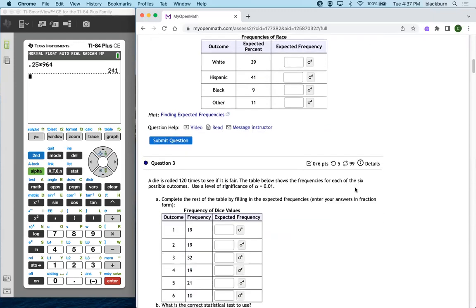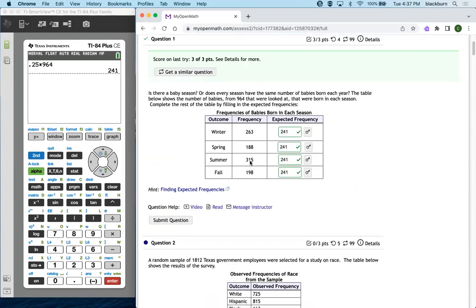Really fast. Where did you get the 0.25? So you have 4 different seasons, right? Okay. Yeah. We're expecting that. Like I said, you could have done this as well. You could have just done 964 divided by 4. Okay. So each season would have 241. Thank you.